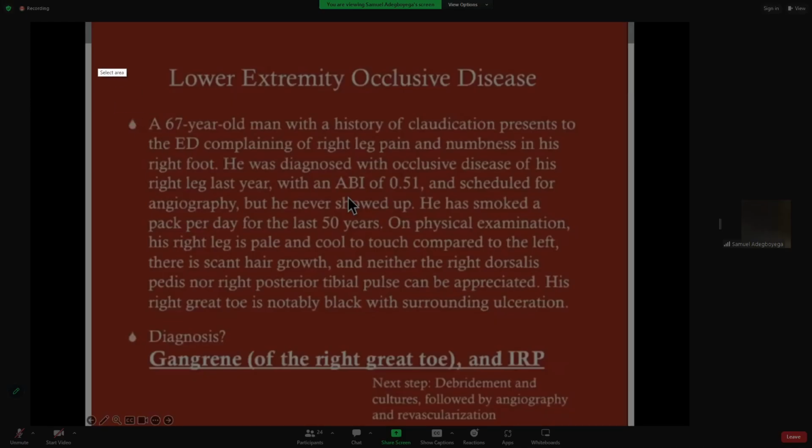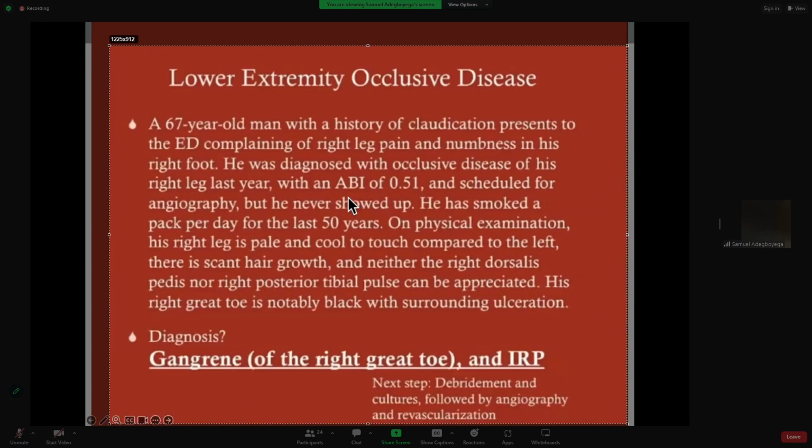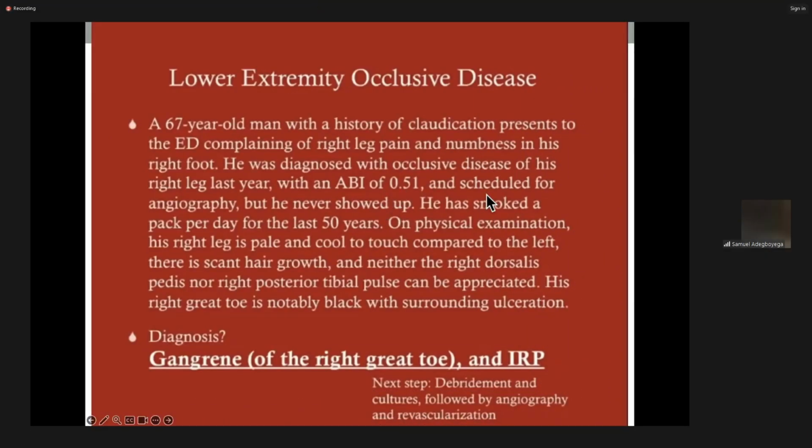A patient with an ABI of 0.51. What's the next best test for a patient like this? Exercise ABI.